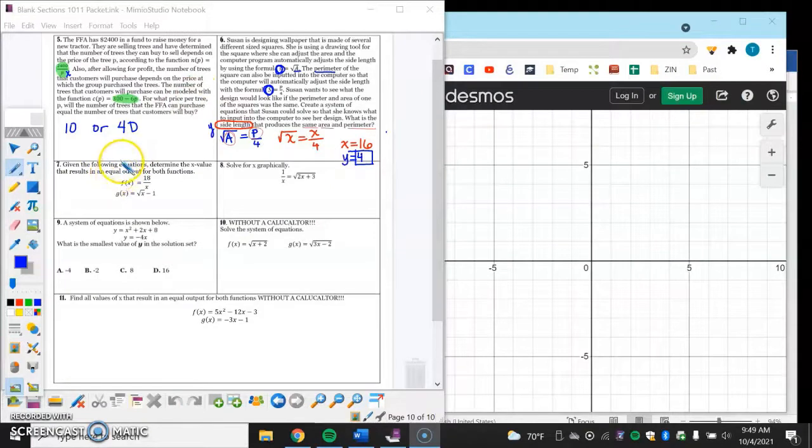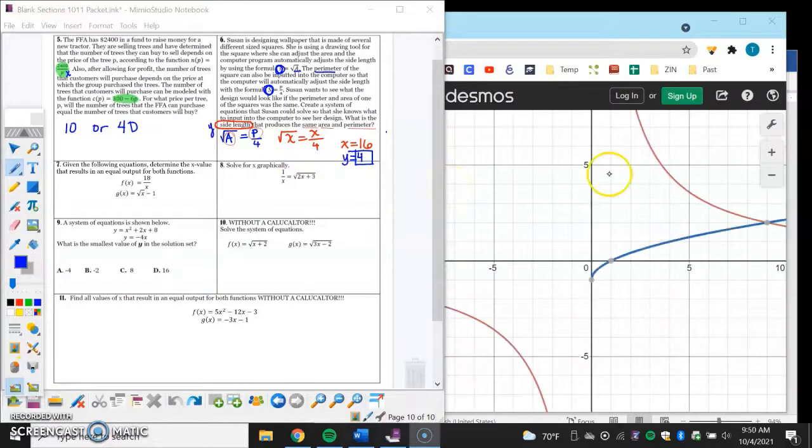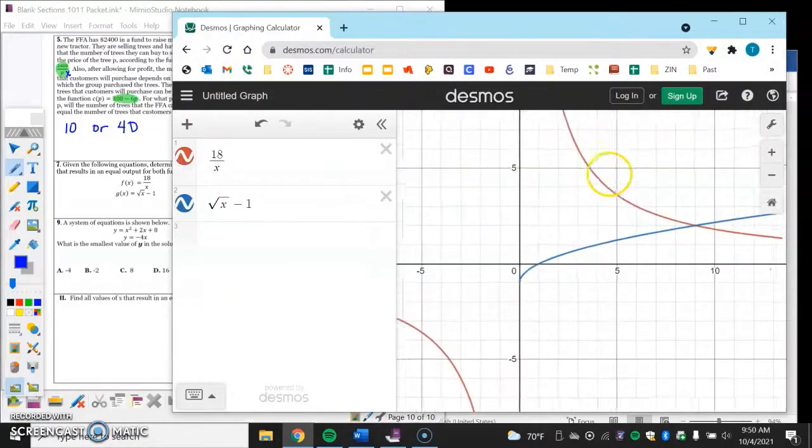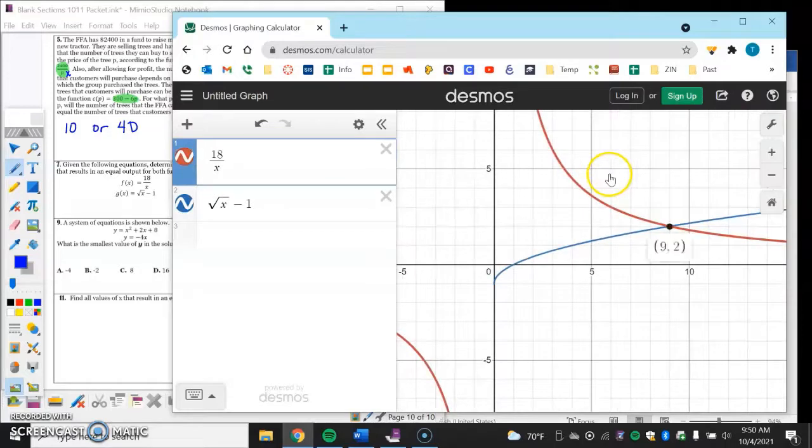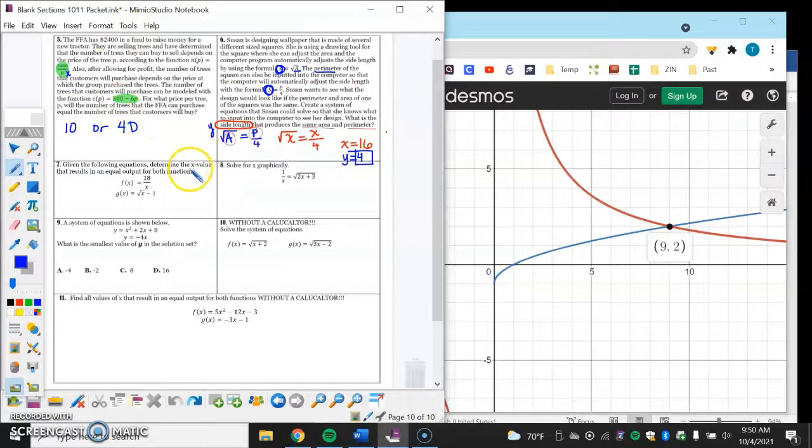Okay, next, given these equations, determine the x value that will give the same result, the same output, for both functions. Pretty straightforward. See if you can graph both of those and find the x value that would be the same for both functions. I typed both of these in, and the intersection I see is at 9, 2. But it wants the x value, so we're only going to give 9 as the intersection.